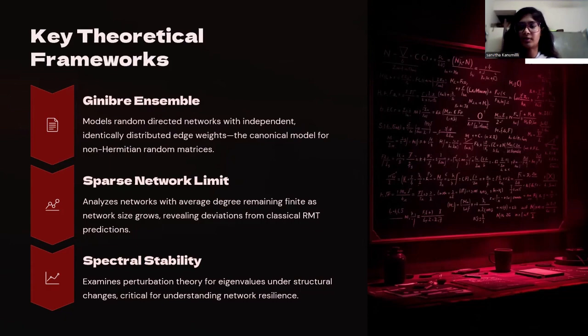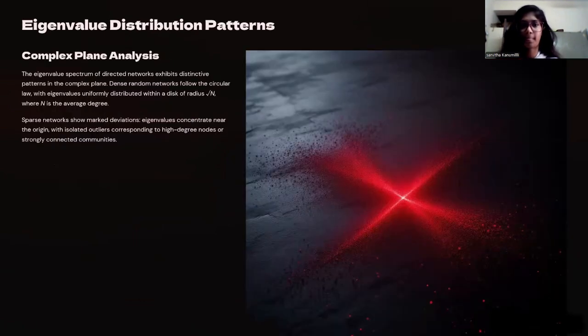The second one is sparse network limit. It analyzes networks with average degree remaining finite as network size grows, revealing deviations from classical random matrix theory predictions. The third one is spectral stability. It examines the perturbation theory for eigenvalues under structural changes, critical for understanding network resilience. So these are the key theoretical frameworks: Ginibre ensemble, sparse network limit, and spectral stability.